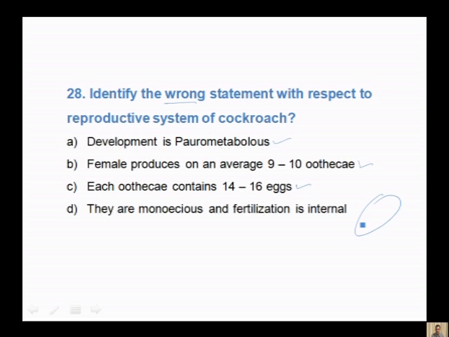Ootheca is the case-like or capsule-like structure which consists of eggs. I think you might have seen that a cockroach carries such an ootheca attached at its rear. Female cockroach usually carries the ootheca which consists of eggs. 14 to 16 eggs are present. Options A, B and C are correct. Look at option D. They are monoecious and fertilization is internal. Cockroach is not monoecious, it is dioecious, nothing but unisexual. Monoecious means bisexual. Cockroach is not bisexual, it is unisexual. So the wrong statement is option D.